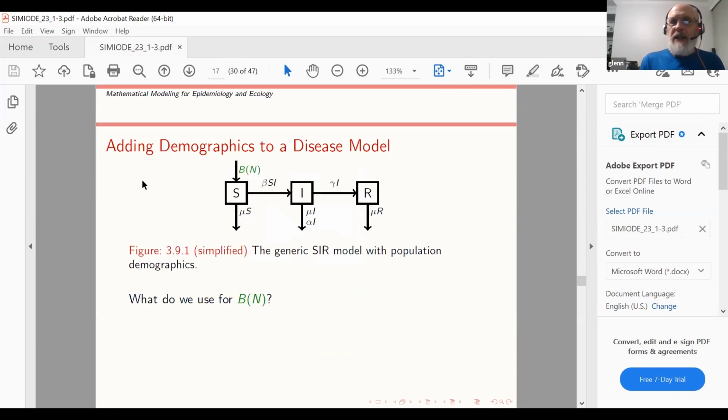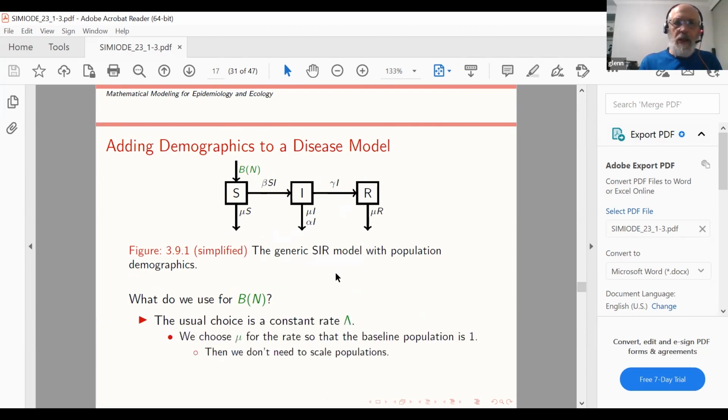Okay, next let's talk about adding demographics to a disease model. So this is a simple SIR model in which I have natural death in each category, and I have the possibility of disease-induced death if alpha is greater than 0, and I want to add a birth rate to make a sensible model. So what do I do? Well, the usual choice is a constant rate, usually capital lambda is the symbol used for that. I like to choose mu for the constant rate, as I showed earlier, so that the baseline population is 1. Then you don't need to scale the populations. It's silly to use a different value and then have to scale the populations.